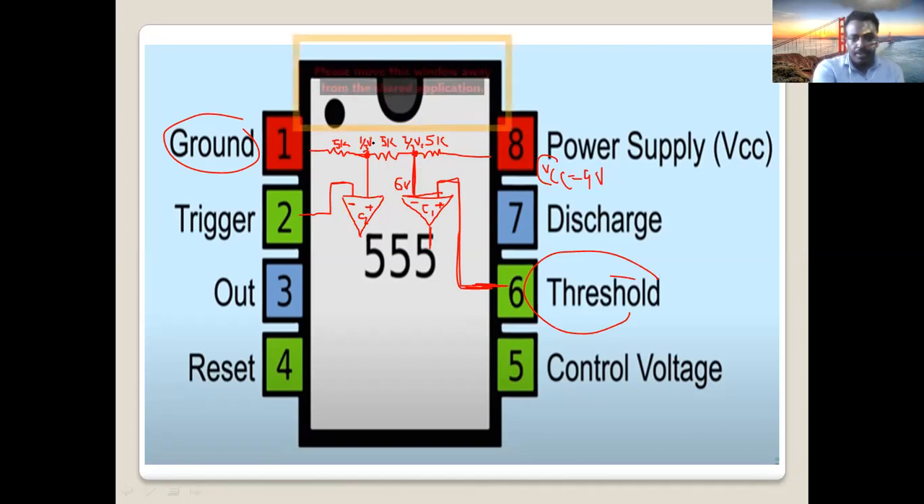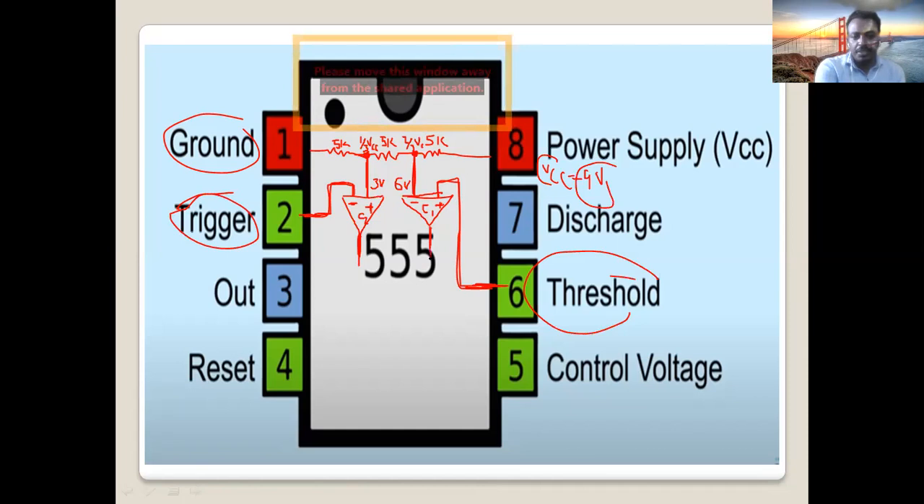1/3 of VCC. If it is 9 volt VCC, divide by 3, it will be how much? 3 volt from the divider. It comes here, to the positive terminal. Where is the negative terminal? From our external input, pin number 2. So whatever input you apply here is compared with 3 volt and we have output.